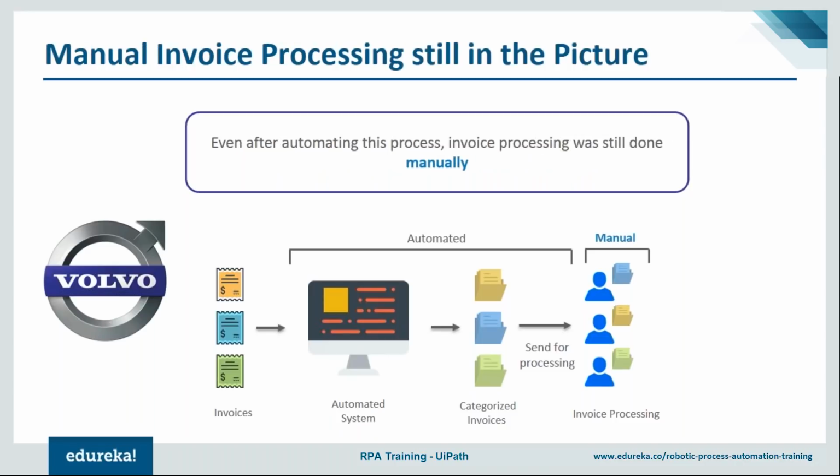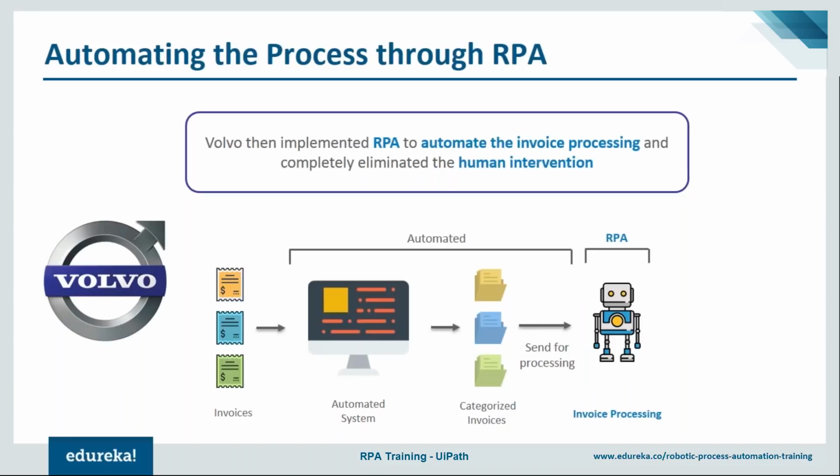Now, fast forward a few years, you might be thinking that if we talk about today's technology, why is this invoice processing still manual? Why could it not be automated? The answer to that is that they didn't have RPA back then. So Volvo now came to know about RPA and they implemented RPA in the manual process, where this image could be read and changed into text, and the text could be stored inside an Excel file. This was something that Volvo came up with and they implemented it.